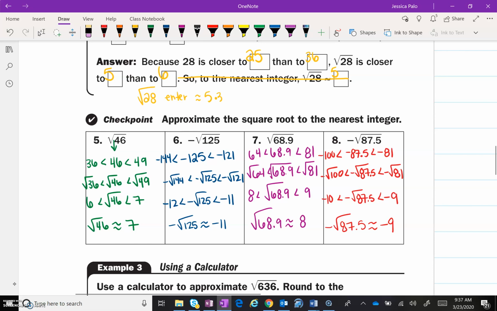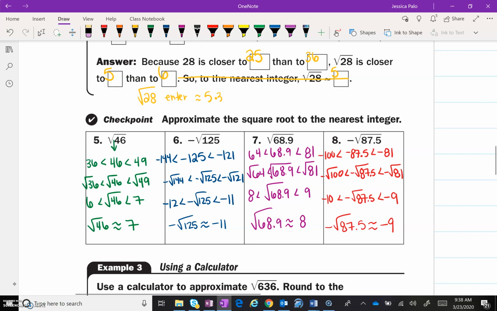So that means, since it's the negative square root, remember how each perfect square has two roots, a positive and a negative? Well, this one is telling you, give me the negative root. So we want the closest negative root to this number. We're going to take negative 125, which is definitely closest to negative 121. The negative root of 121 is negative 11, so the negative square root of 125 is approximately negative 11.